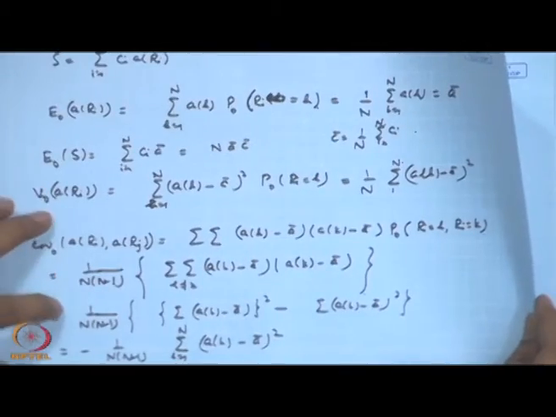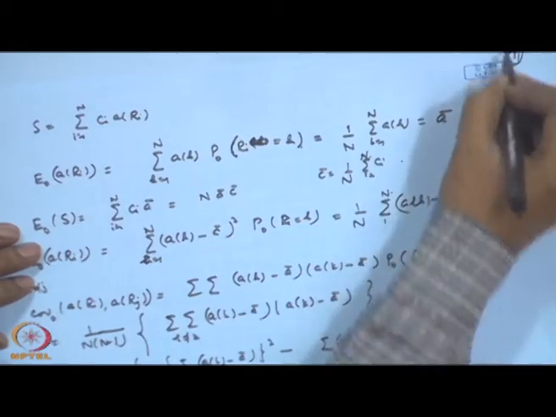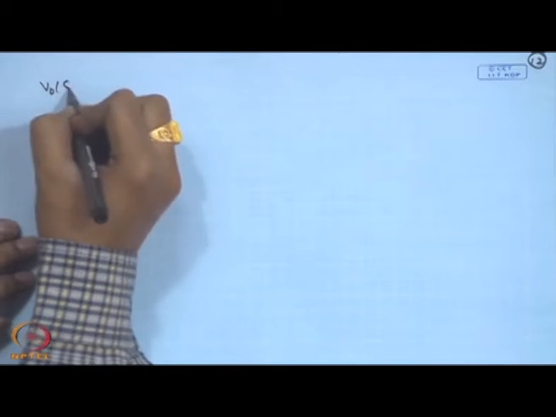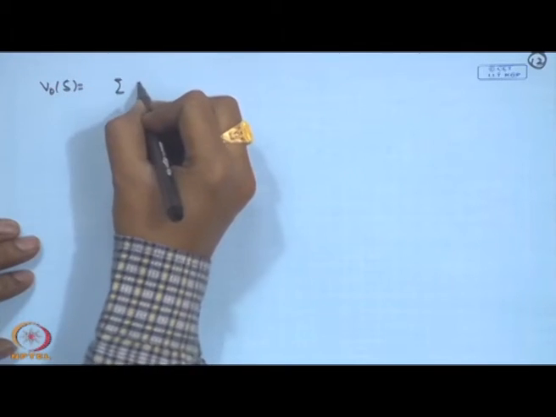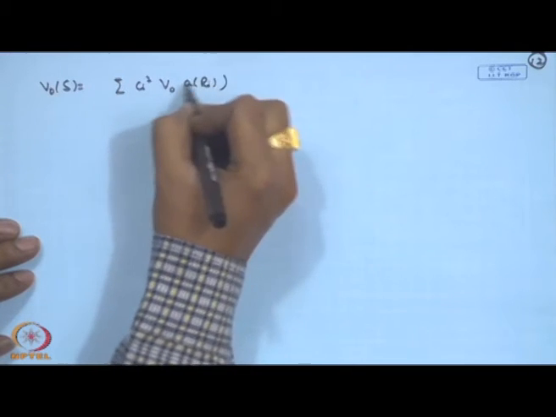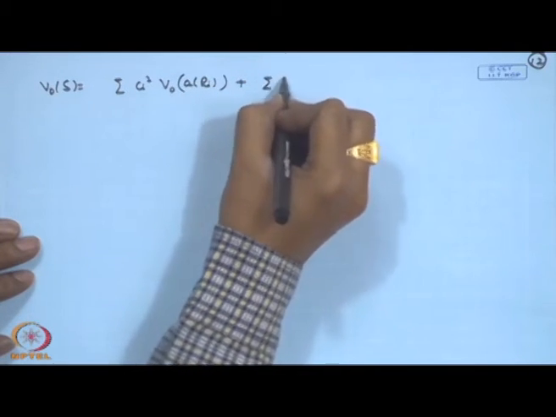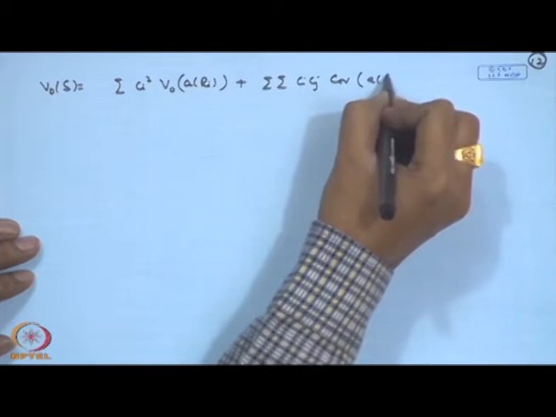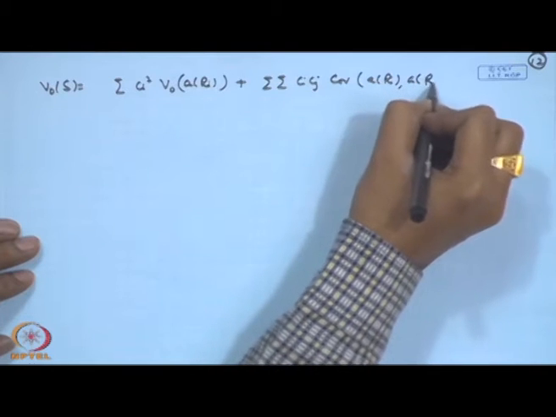So, these two terms we can use in the variance of S, and we will get here variance of S is equal to sigma c_i square variance of a(R_i) plus double summation c_i c_j covariance a(R_i) a(R_j).